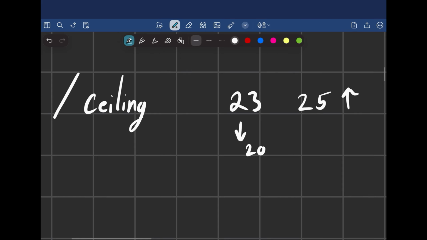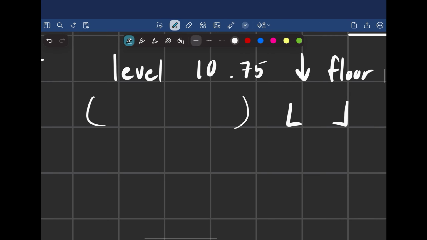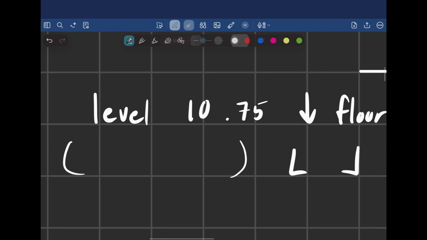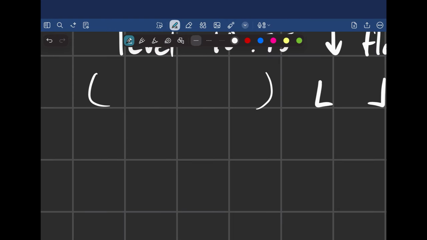The ceiling function is the opposite. It's when you round up, so no matter what the number is. So this right here, even though it's 10.75, you're rounding down, even though it would round up to 11. The ceiling function goes to the upper number.